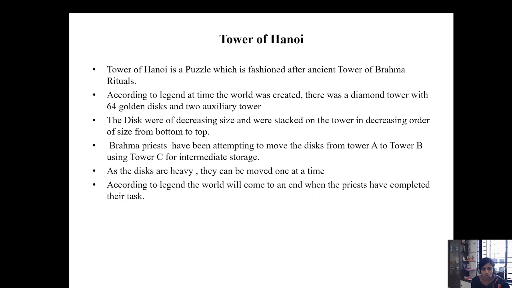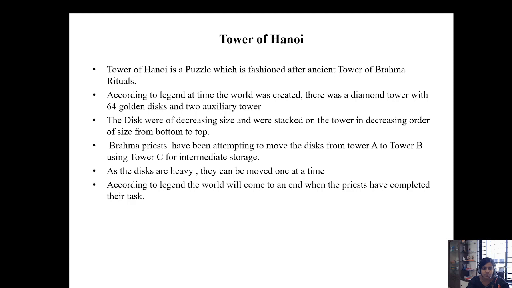So in total there were three different towers, and the main tower had 64 discs on it. The discs were of decreasing size and were stacked on the tower in decreasing order of size from bottom to top. The smaller discs were kept at the top and the larger discs at the bottom. So they were arranged in decreasing order from bottom to top, or we can say increasing order from top to bottom.